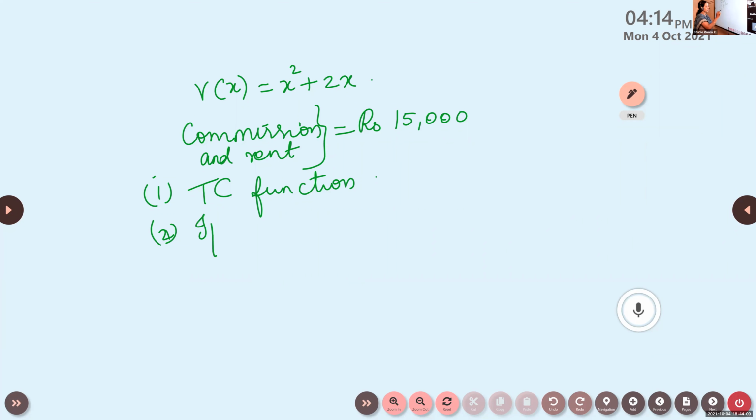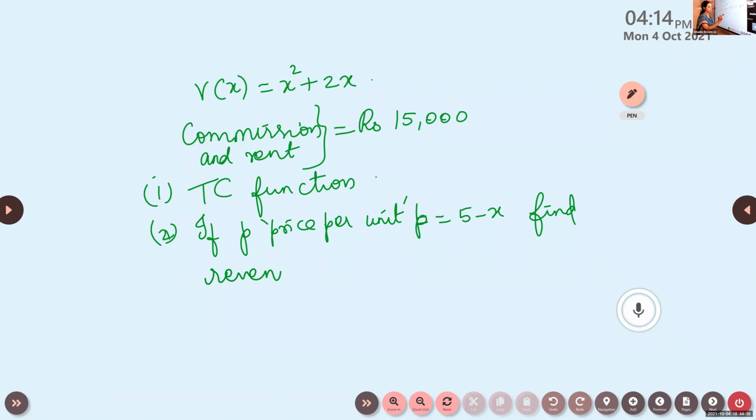Next, second one, same question continuation. If P, the price per unit, is given by P is equal to 5 minus X, find the revenue function. Okay, try this one.